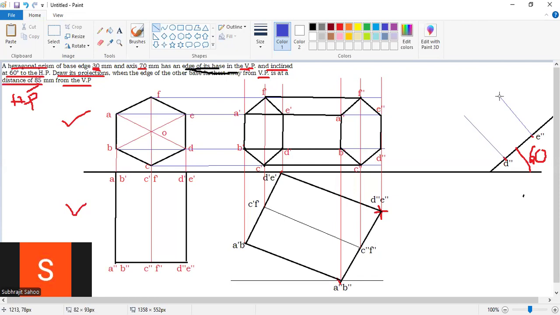What is the length? No need of length. I will erase it later; it's a light line. Right? Observe, sir. Sir, what is the next step? Very simple, sir. D and B are at the same level. Measure D to B and mark here. Measure E to A and mark here.